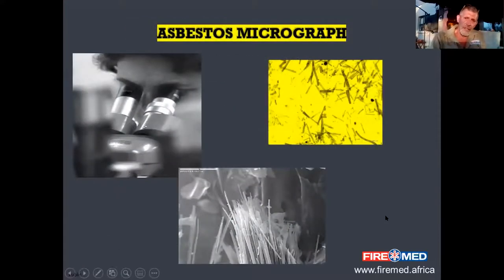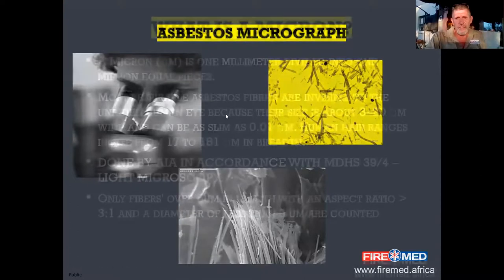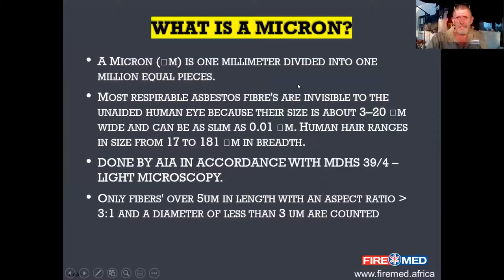So if we have a look at the microscopy of asbestos and we look at it under a microscope, we're going to see that it has quite a few unique characteristics as well. Now, a micron is 1 millimeter divided into 1 million equal pieces. Most respirable asbestos fibers are invisible to the naked eye. You're not going to be able to see a respirable fiber because their size is about 3 to 20 microns wide and can be as slim as 0.01 microns. Human hair ranges in size from about 17 to about 180 microns.